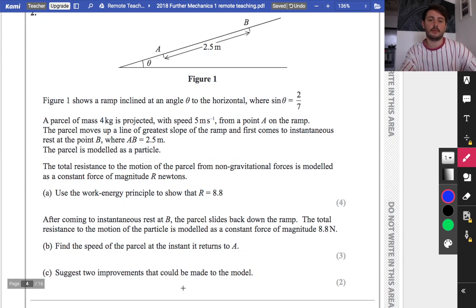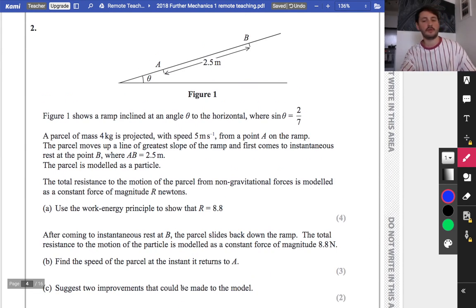Question 2. When I see this kind of question, I think it's probably going to be a work energy power sort of question. Figure 1 shows a ramp inclined at an angle theta to the horizontal, where sine theta is 2/7. A parcel of mass 4 kilograms is projected with speed 5 meters per second from a point A on the ramp. It's clearly going to be going up the ramp because I've got B there. So it's been given a speed of 5 and it's got a mass of 4 kilograms. I'm just going to add in that weight of 4g there.